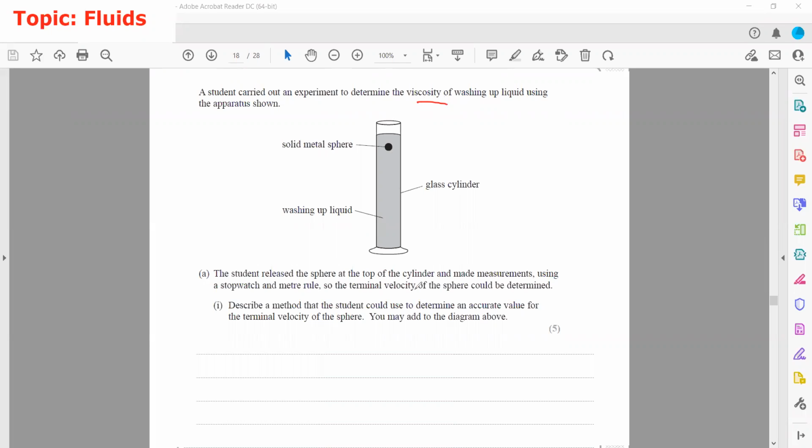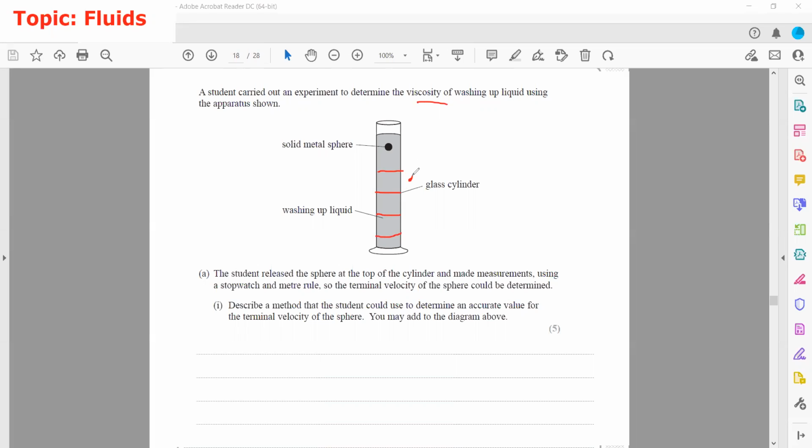Describe a method the student could use to determine an accurate value of the terminal velocity. You may draw a diagram. You may add to the diagram above. So what will we add? We'll add equally spaced markers, basically like rubber bands.